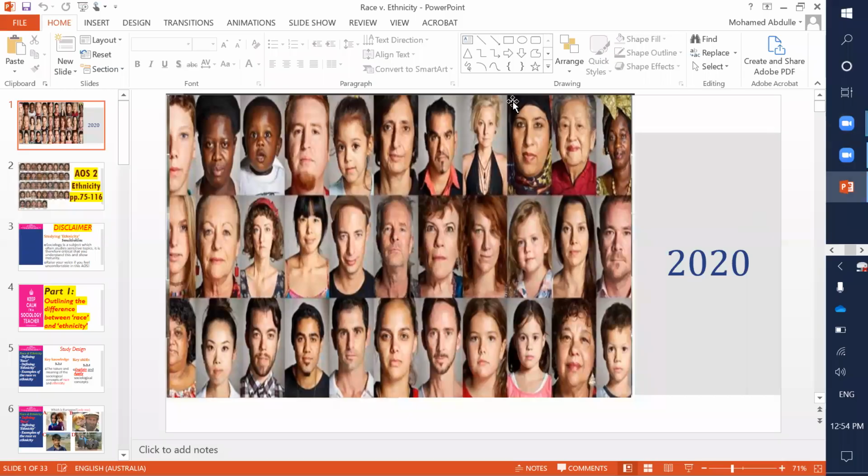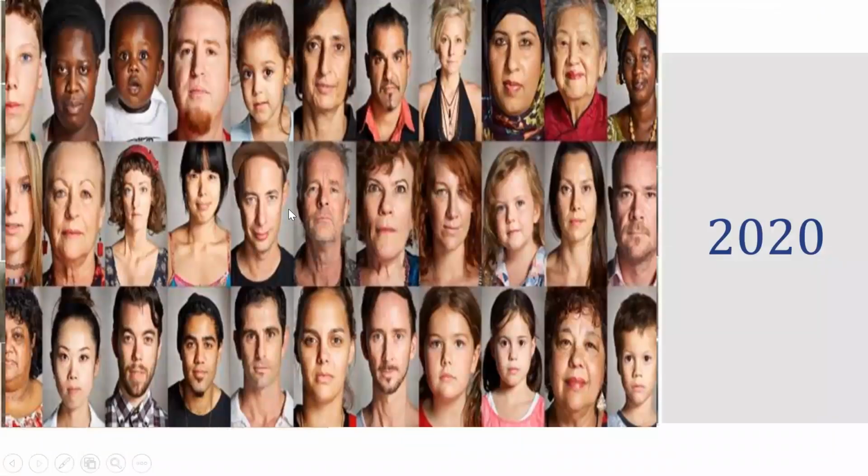Guys, I'm going to take you through the dot point of race versus ethnicity. This is a pretty straightforward dot point. It's one that some students are going to find easy to score highly on, but you just have to be able to do the right things, okay?